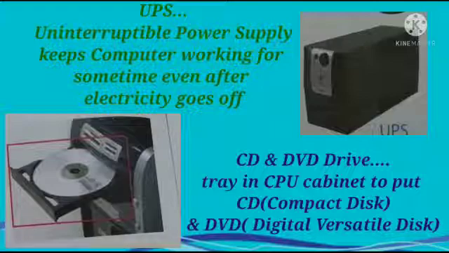To open the CD or DVD drive, we press the button on the CPU cabinet and the tray comes out. Then we put our CD or DVD and press the button again, and then the tray goes inside. So children, these are the different parts of a computer system.